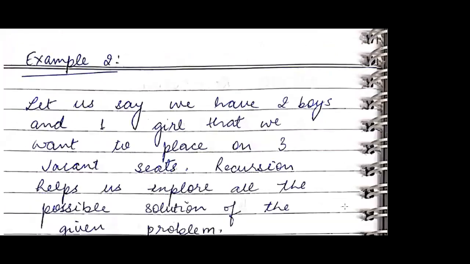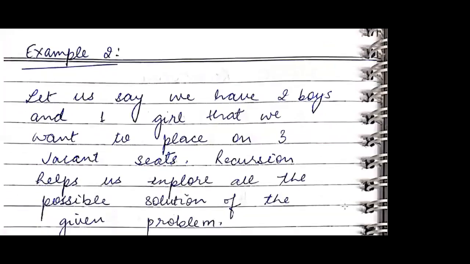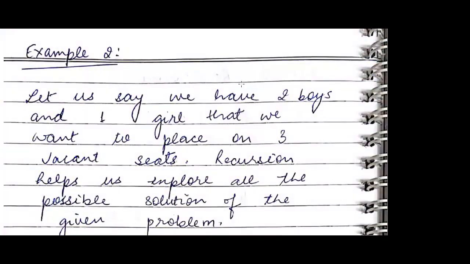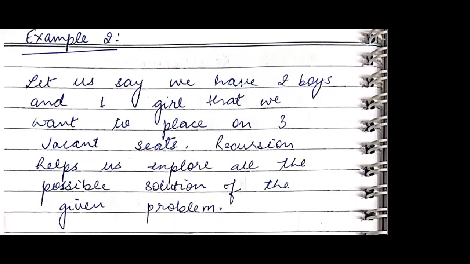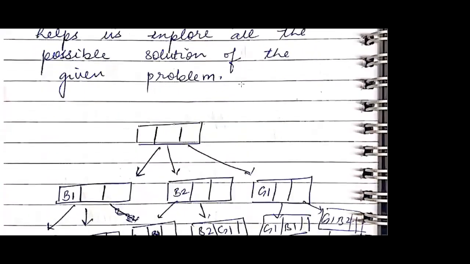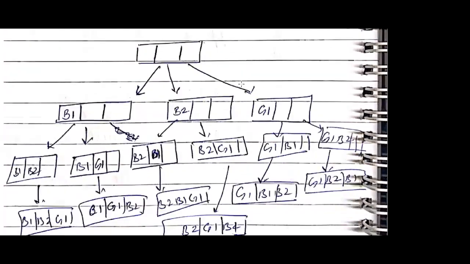Now let's look at an example to see what we already did in recursion. Suppose we have two boys and one girl that we want to place on 3 vacant seats. So on those seats we have to place 2 boys and a girl. Recursion helps us explore all the possible solutions of a given problem. So let's explore the recursion.